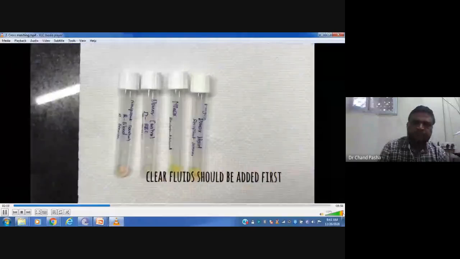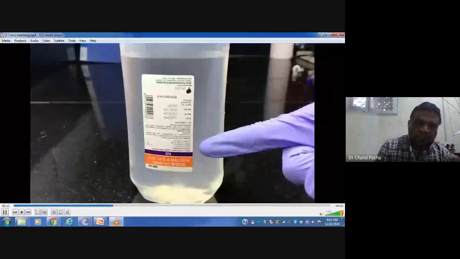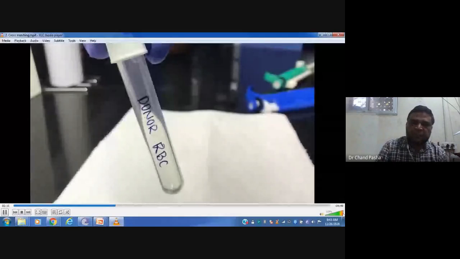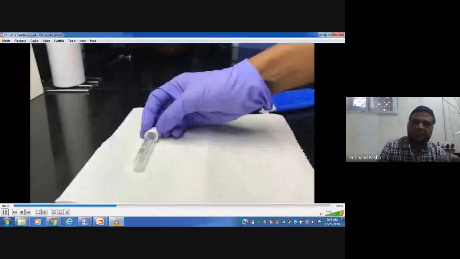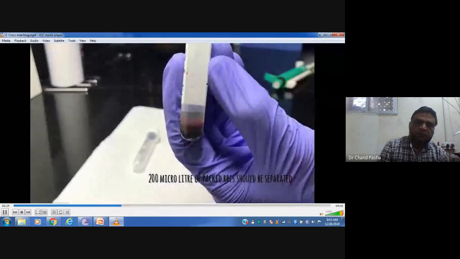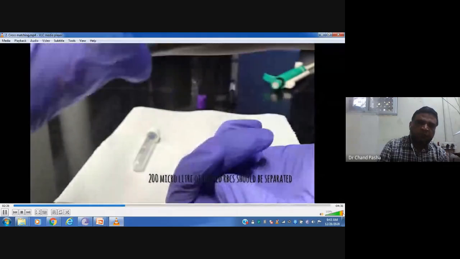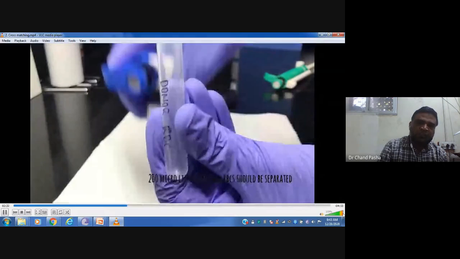Now let's start processing the RBCs. Here is where we require the 0.9% normal saline. We'll be using normal saline because it has a similar osmotic potential, so the RBC cells do not get lysed. Take the tubes marked as donor RBC and recipient RBC separately. Take around 200 microliter of packed RBCs and transfer them to tubes separately. After the washing, we are taking the washed RBC cells.